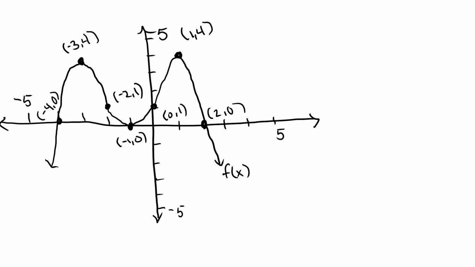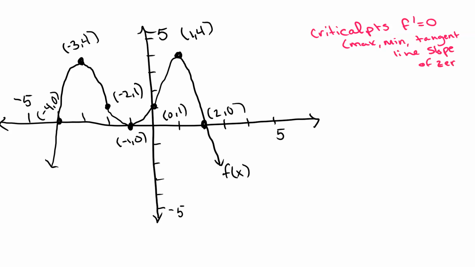So when we're looking at the original graph, we're concerned primarily with our critical points. So critical points, remember, are where my first derivative equals 0. They're going to look like a max or a min, or just a spot where I have a tangent line slope of 0. Right. And once we've got those, we're going to look at increasing and decreasing on either side.